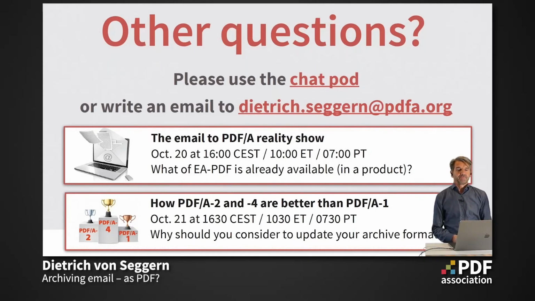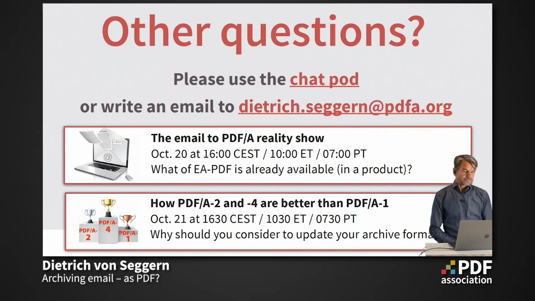Okay. Questions are coming in thick and fast, Dietrich, so hold on. So how will EA PDF support animations that commonly occur in HTML emails? There is no good support for that. That is the case with all animations, actually, when it comes to PDF/A. PDF/A has limitations there.